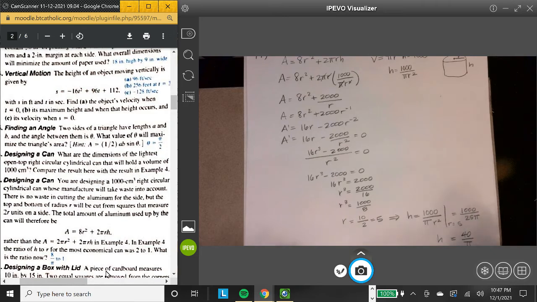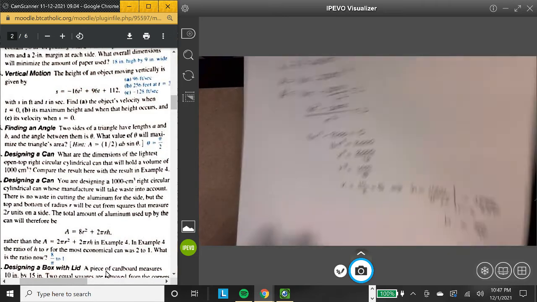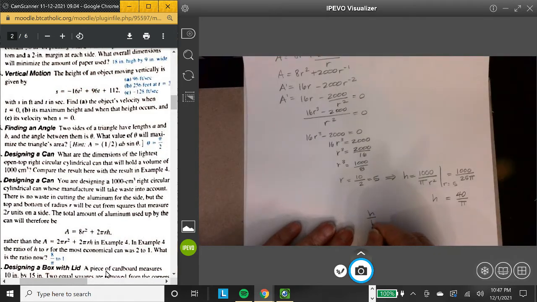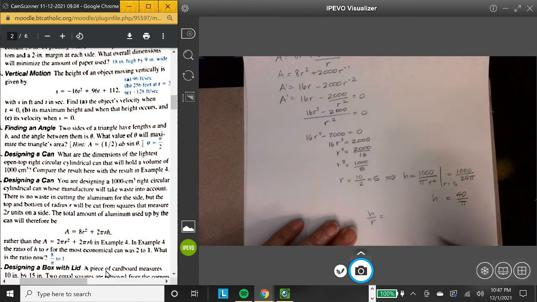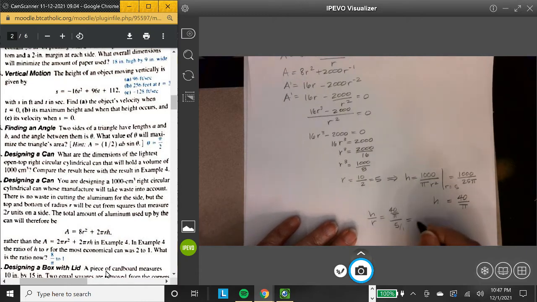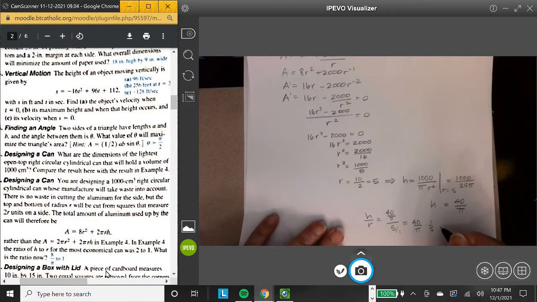So if I want the ratio, the question's asking for the ratio of H to R. Well, H over R, that's a ratio. So let's put it in there. That's going to be 40 over pi divided by 5, which is really over 1. So I can flip. So this is 40 over pi times 1/5, which means it's 8 over pi. And that's the ratio they're looking for.